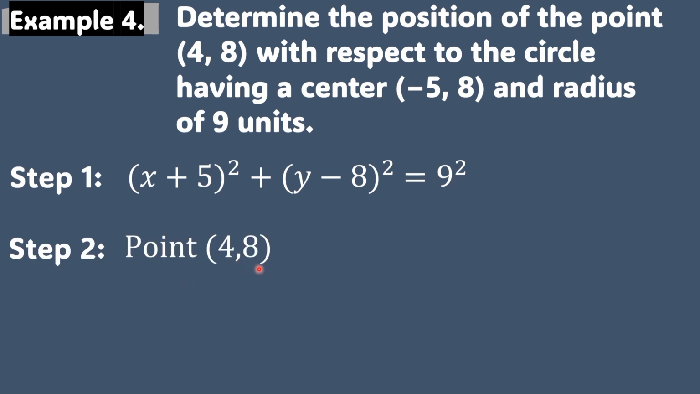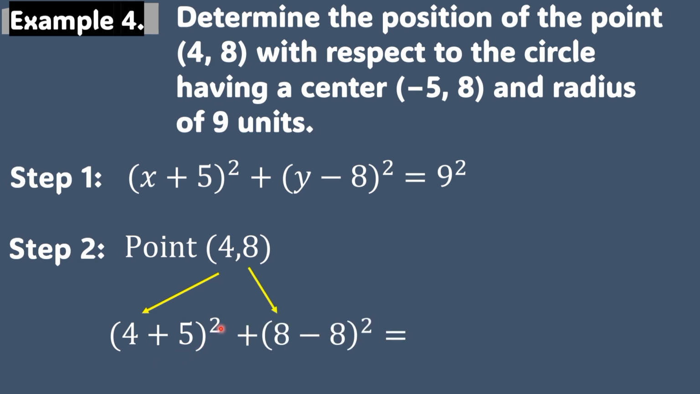Step 2. The point (4, 8). Substitute this into the equation of the circle in step 1. 4 is the x coordinate of the point, which is 4 plus 5 quantity squared, plus 8 is the y coordinate of the point, and that is the square of 8 minus 8. 4 plus 5 is 9, 9 squared is 81. And the square of 8 minus 8 is 0. 81 plus 0 is equal to 81.